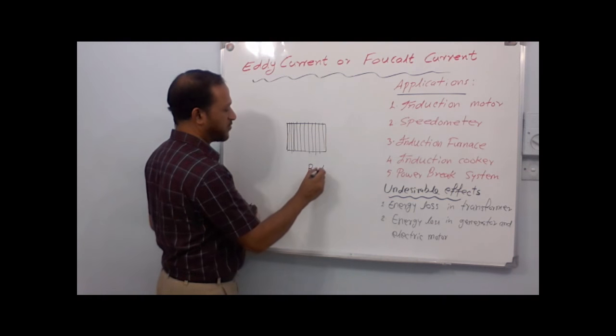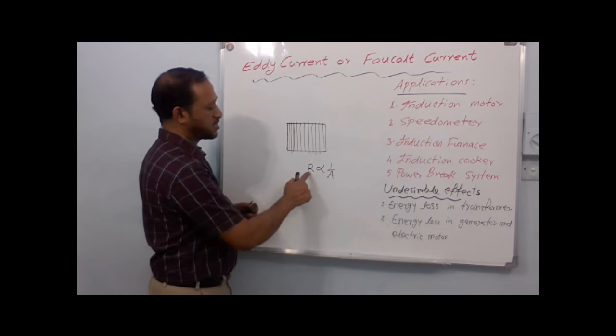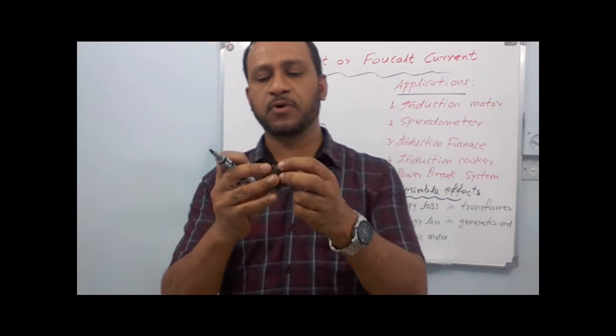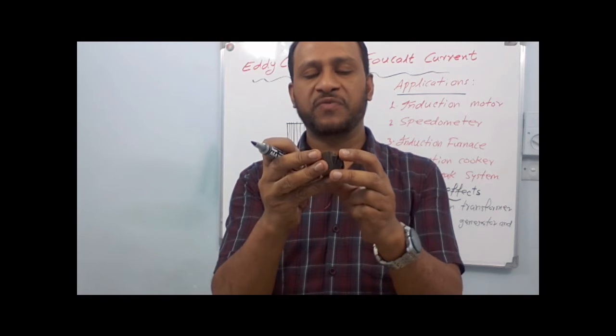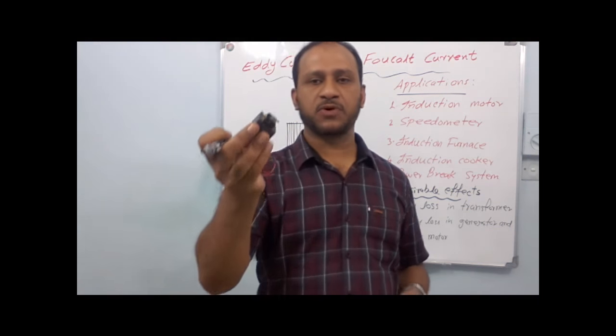So R is again inversely proportional to the cross-sectional area. Since the cross-sectional area is less, the resistance will be very high. When the resistance is very high, the eddy current produced in this will be very low. So we can minimize the eddy current, and thereby minimize the heat energy produced in the core of the device.